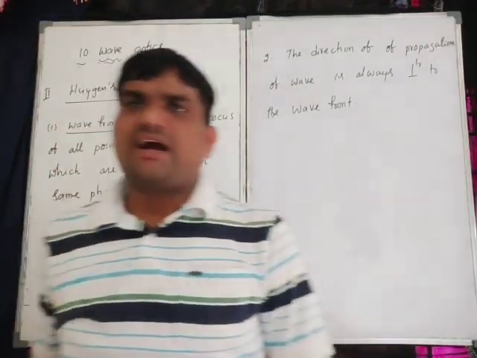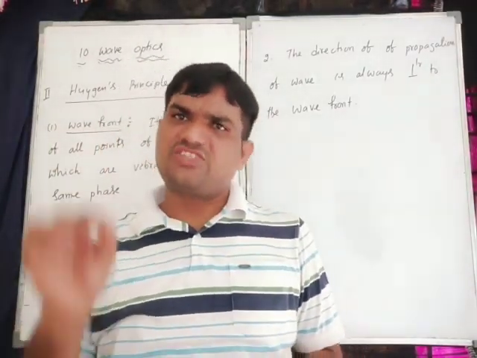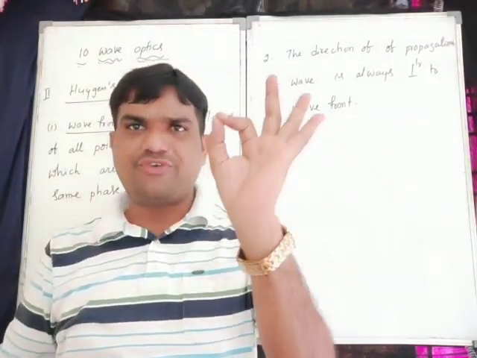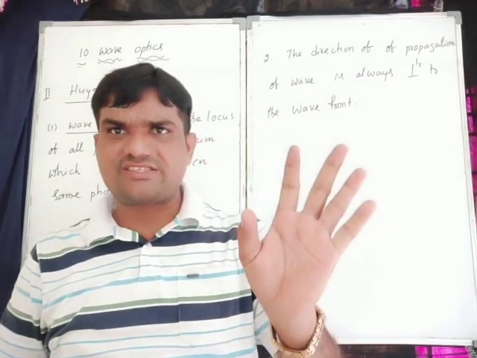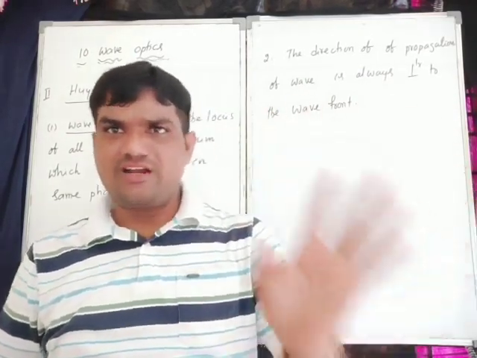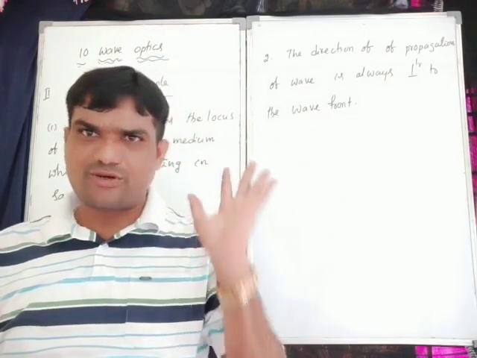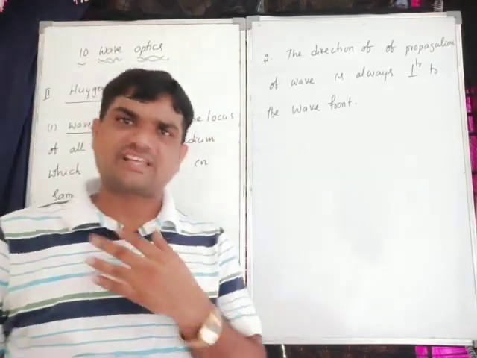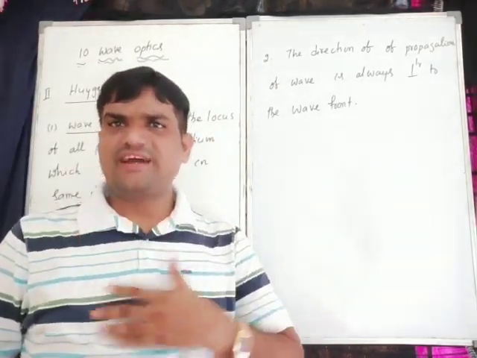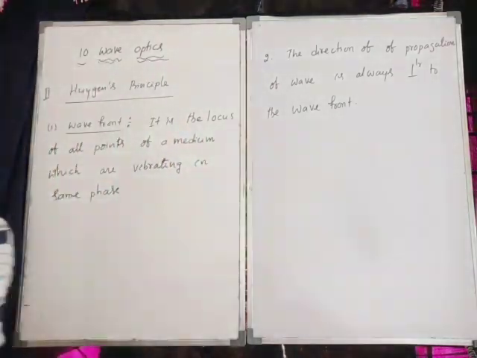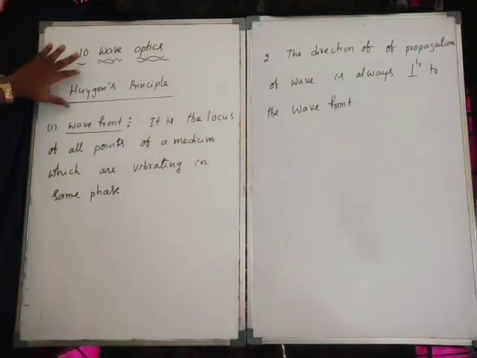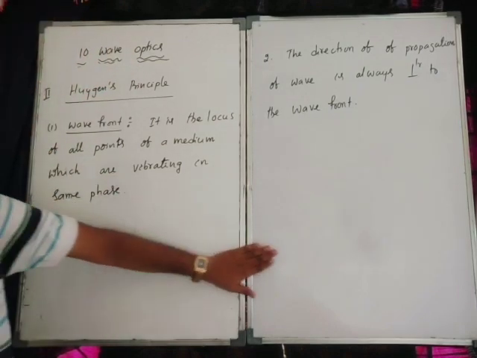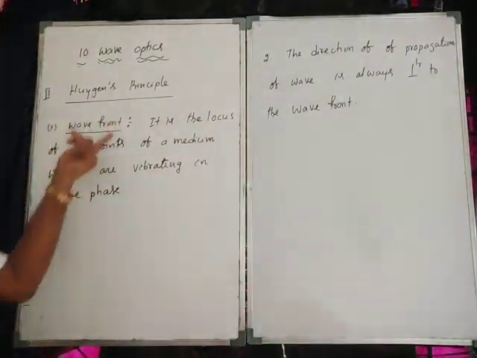Huygens gave so many applications, and he also explained reflection as well as refraction. Reflection and refraction are very important questions. According to Huygens, you can explain reflection and refraction. Very important: a 3-mark question as well as a 5-mark question. Reflection is the 3-mark question, refraction is the 5-mark question. He explained these, but he did not explain interference, polarization and diffraction. Right. So now, Huygens principle. Before the Huygens principle, I will give you some definitions. We can define the Huygens principle with the help of these definitions.